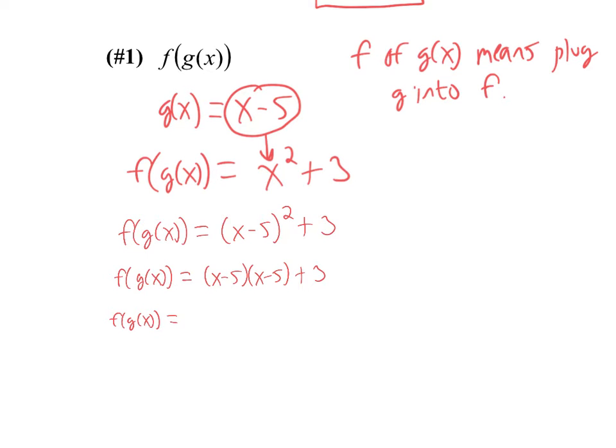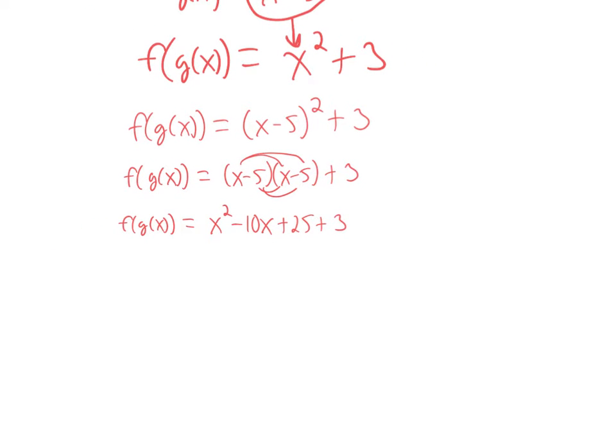Okay, so we're going to distribute that. We're going to do x times x, which gives you x squared. If you do the x times negative 5 and 5 times x, you're going to get minus 10x. If you do the negative 5 times negative 5, you're going to get plus 25. Plus 3.